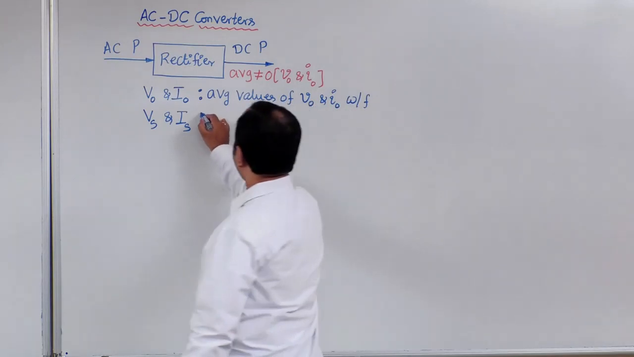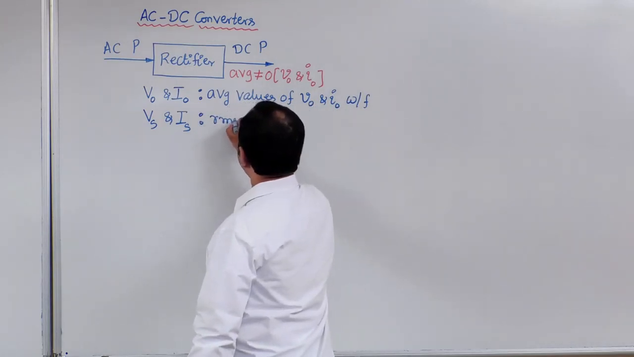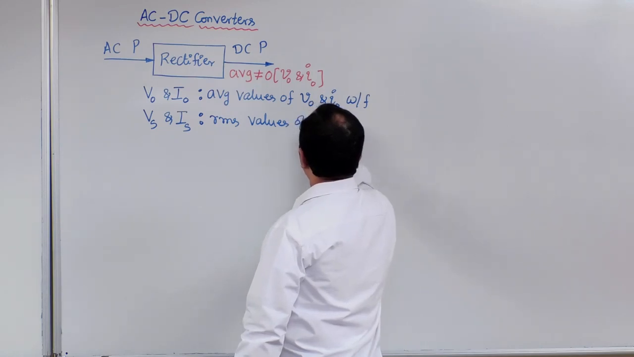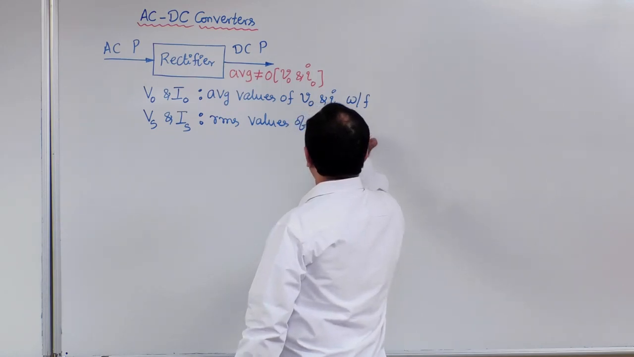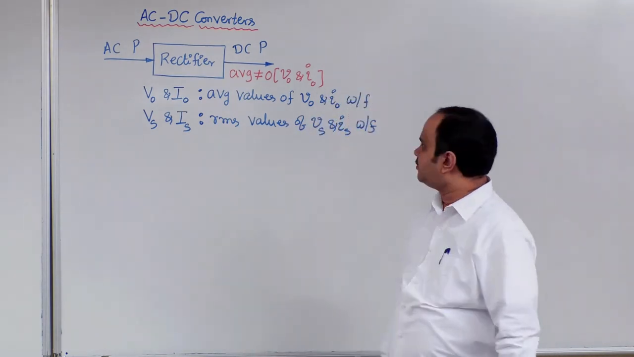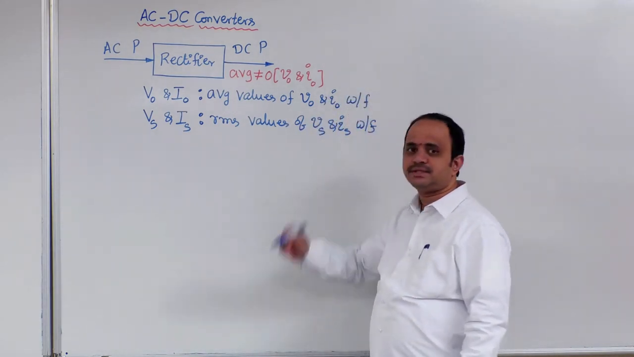Okay, so let me write down clearly here. RMS values of Vs and Is waveforms.